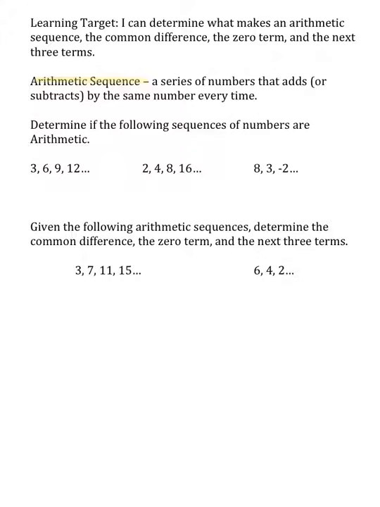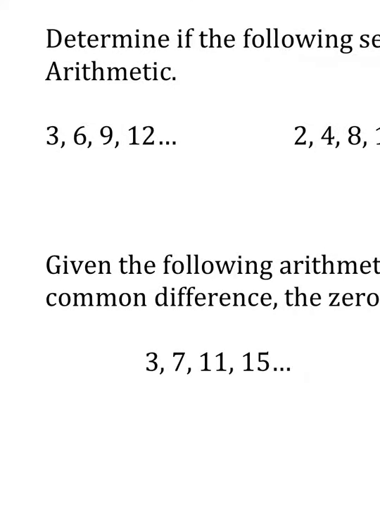Okay, so we're going to look at a few sets of numbers and decide if the following sequences of numbers are arithmetic. Let's zoom in a little bit here. So here we have 3, 6, 9, and 12. We want to know if they add or subtract by the same number every time. So let's see. 3 to 6, that's plus 3. 6 to 9, another plus 3. 9 to 12, another plus 3. So since you're adding by 3 every time, that is an arithmetic sequence. So we can say yes.